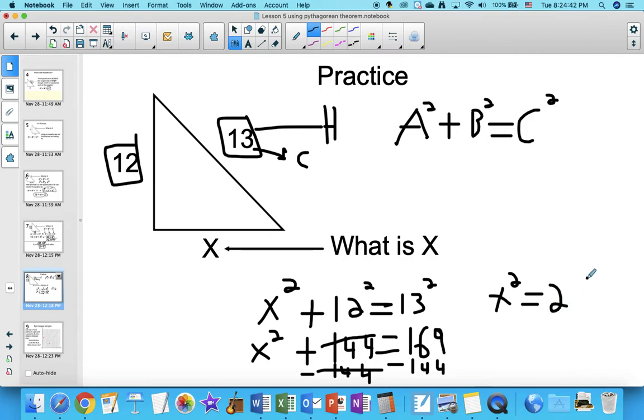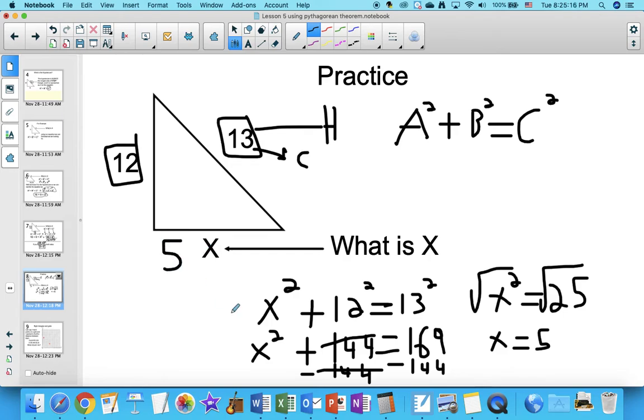Now this might seem a little bit familiar, right? I have x squared equals 25. I do not stop here. I want to now get rid of this little exponent, right? I want x by himself. Well, if I'm squaring a number, the opposite of squaring a number is square rooting. So if I square root this side, whatever I do to one side, I must do to the other side. X squared gives me x, and the square root of 25 is 5. So this length x must be 5.